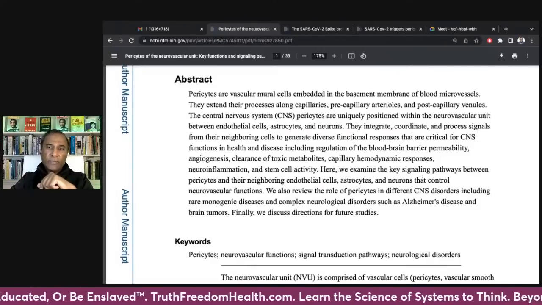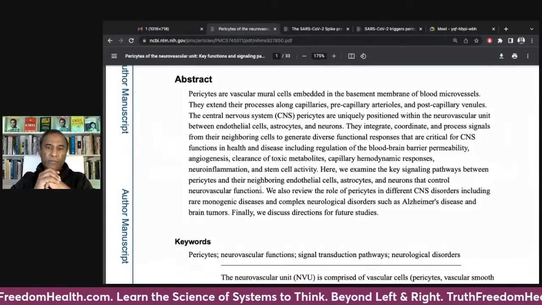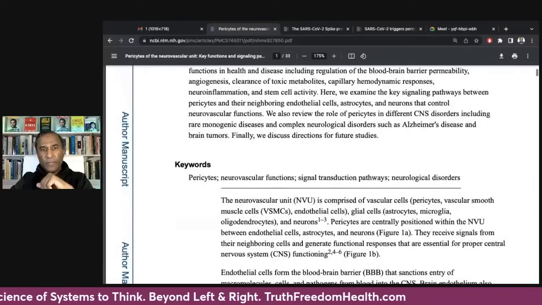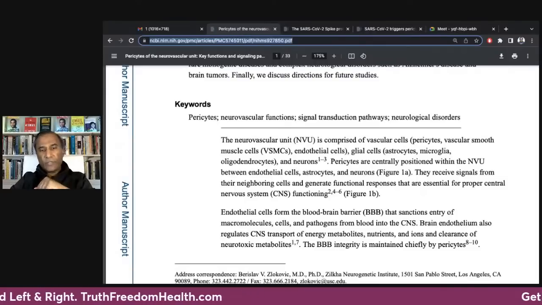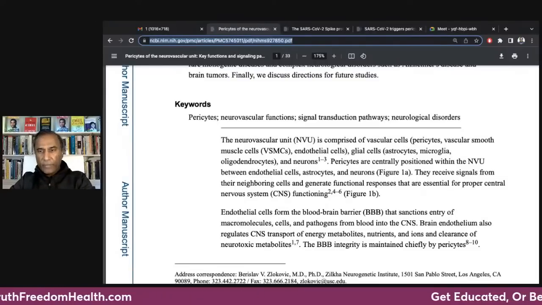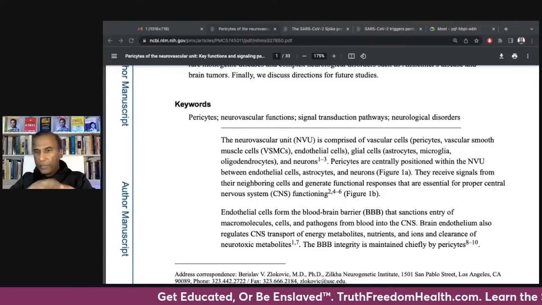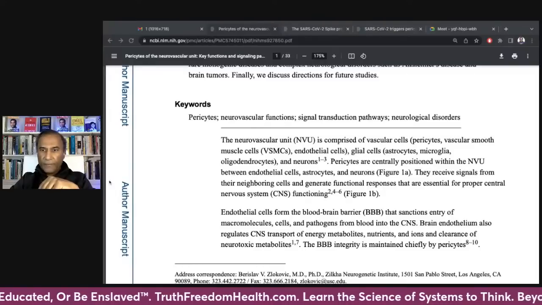And then it says here we examine the key signaling pathways between the pericytes and other neighboring endothelial cells, astrocytes, etc. So if you have a chance to read this paper, which you can get, in the interest of everyone, I'm just going to post it up here so you guys can see it. So I just posted it up there if you want to see it. You have a link to it.